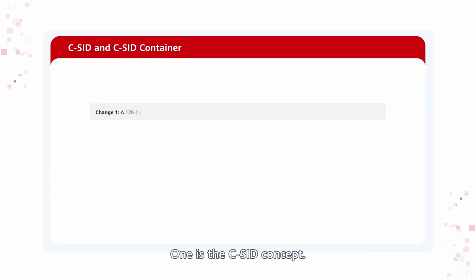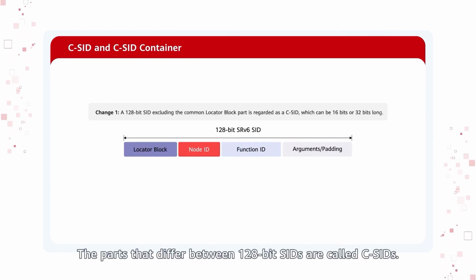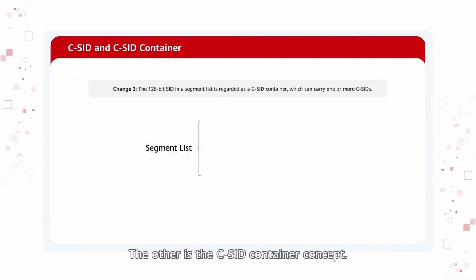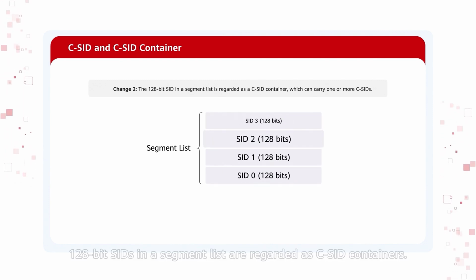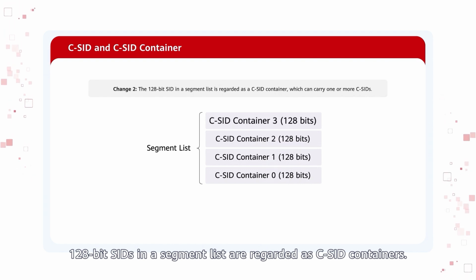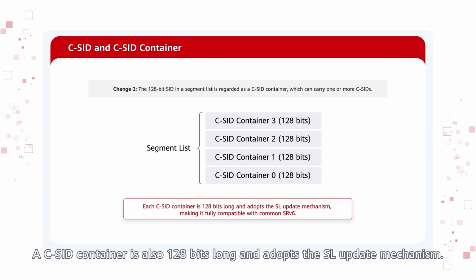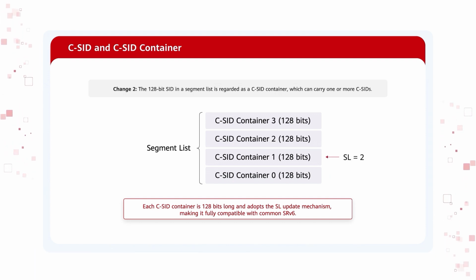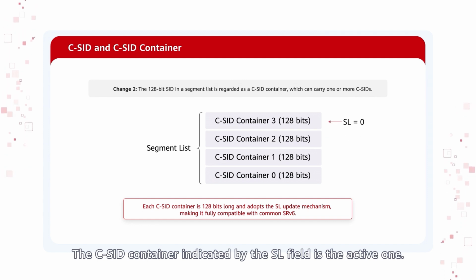One is the C-SID concept. The parts that differ between 128-bit SIDs are called C-SIDs. The other is the C-SID container concept. To be compatible with common SRv6, 128-bit SIDs in a segment list are regarded as C-SID containers. A C-SID container is also 128 bits long and adopts the SL update mechanism. The C-SID container, indicated by the SL field, is the active one.